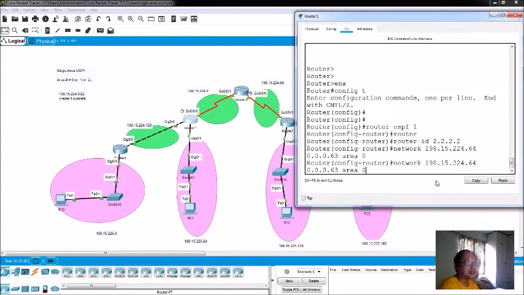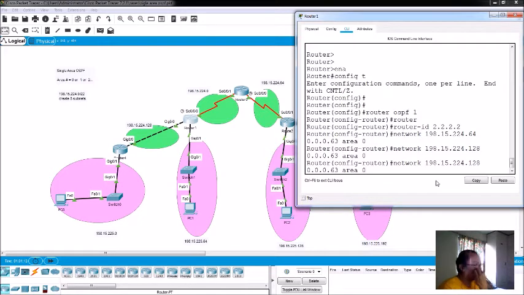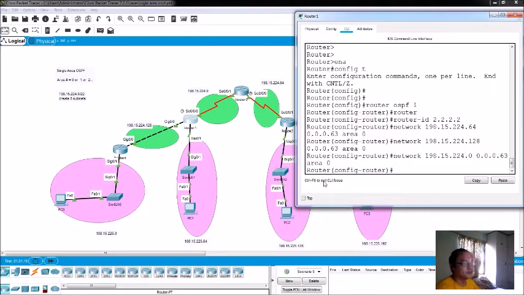Then the next is the network 224.128. So meaning this is network 128. Then lastly is network 0. So okay, this network, they share the same network here. So that is network 0. Okay. So let's wait for a couple of seconds.